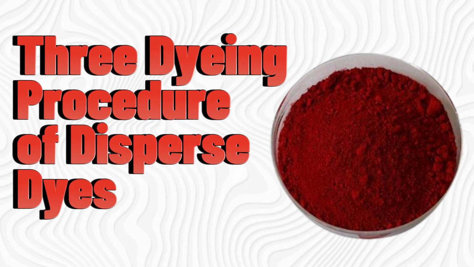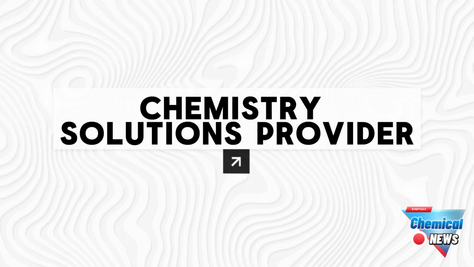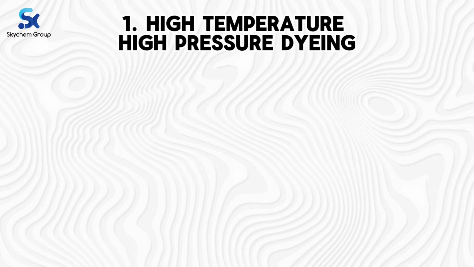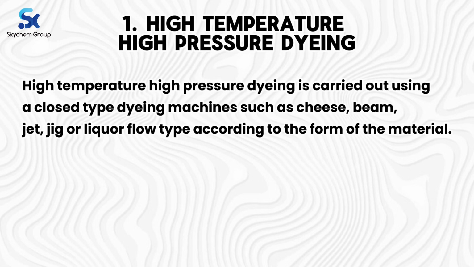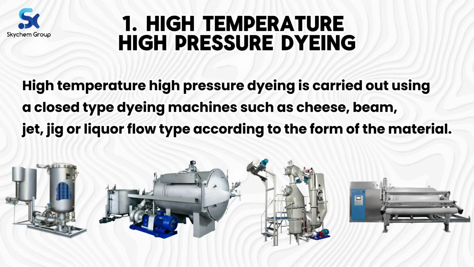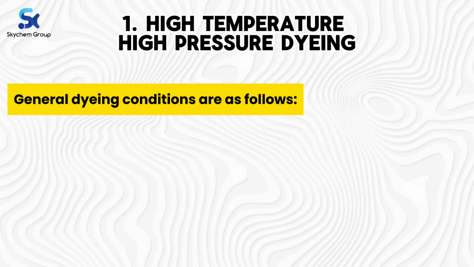3. Dyeing procedure of disperse dyes. 1. High temperature, high pressure dyeing. High temperature, high pressure dyeing is carried out using closed-type dyeing machines such as cheese, beam, jet, jig, or liquor flow type according to the form of the material. General dyeing conditions are as follows.